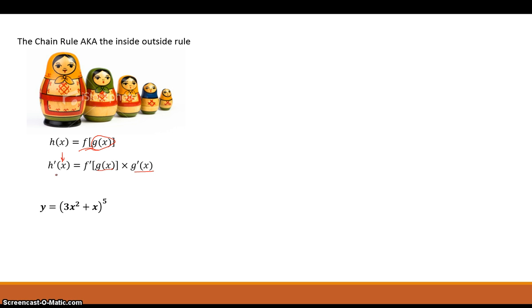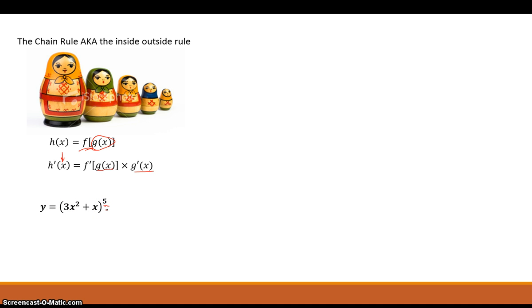Now to look at an example of this, let's look at this function here. You've got y is equal to the quantity of 3x squared plus x raised to the fifth power. Now you just can't do the sum rule of derivatives, where the sum of the derivatives is equal to the derivative of the sum, because you've got this exponent here. It makes it a little more complicated. So what we do is use the chain rule. We've got an outside function. You can think of this entire quantity as the outside function, and then what goes on between the parentheses is your inside function. So that'll be the equivalent of g, and the outside would be the equivalent of f.